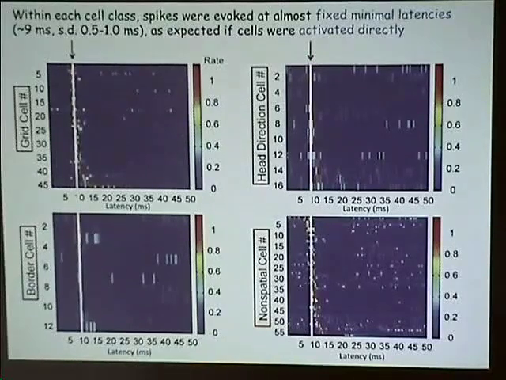And not the least, I'm only talking about medial entorhinal cortex. Lateral entorhinal cortex provides a lot of other inputs, and those are very different. So I'll come back to that a little bit later.